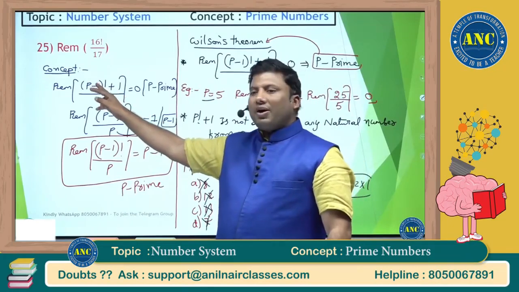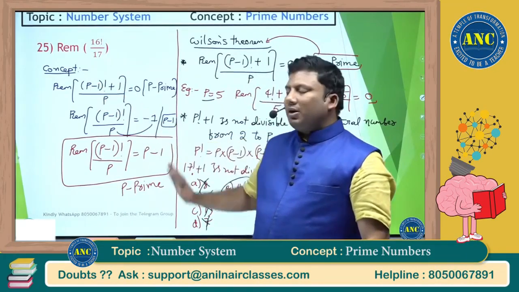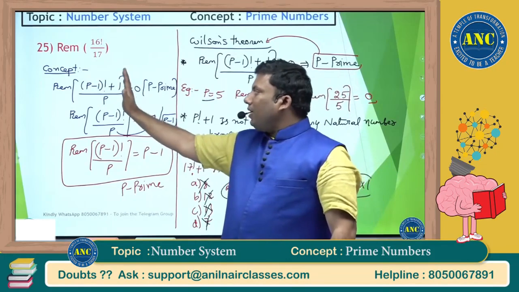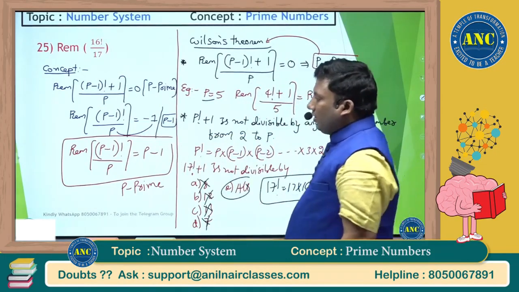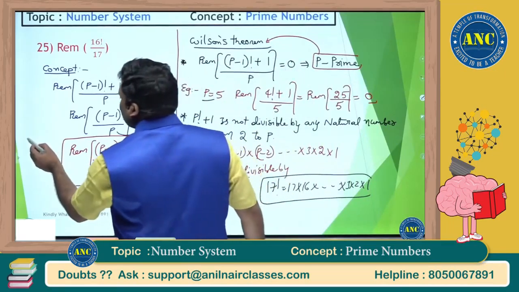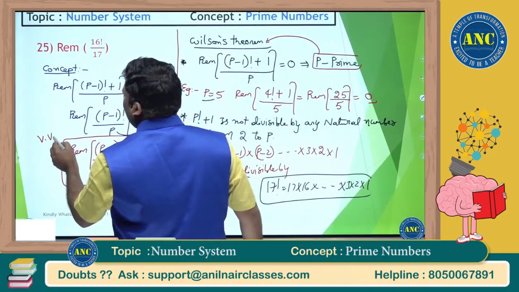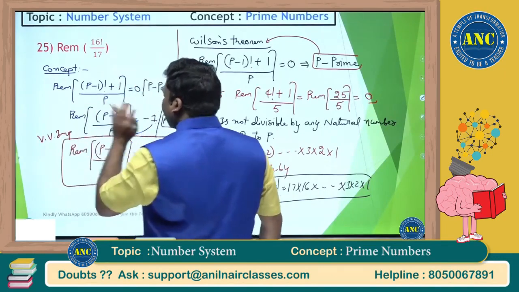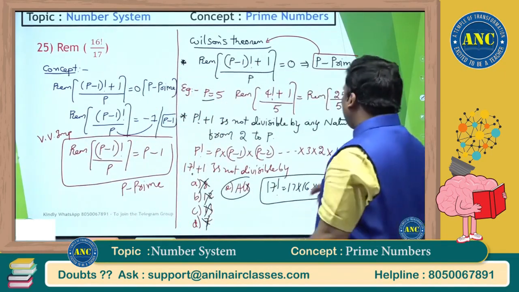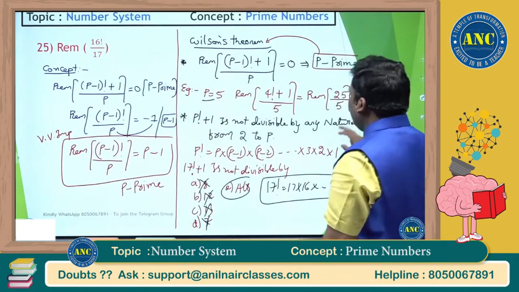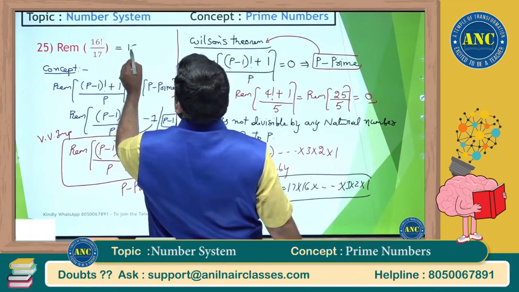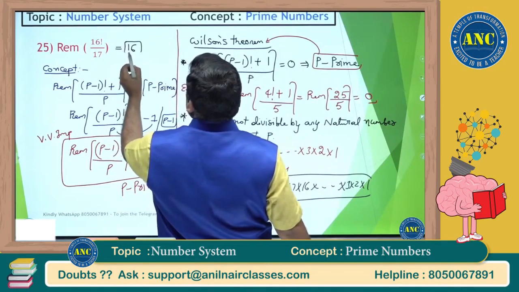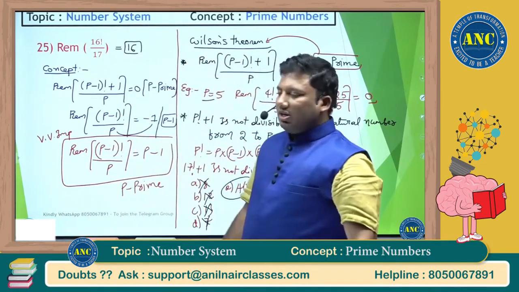(p minus 1) factorial plus 1 when divided by p is 0. Plus 1 goes to the right hand side, it is minus 1. So p minus 1. Very, very important concept. Extremely important concept. (p minus 1) factorial divided by p is p minus 1. So 17 minus 1: the answer for this question is 16.